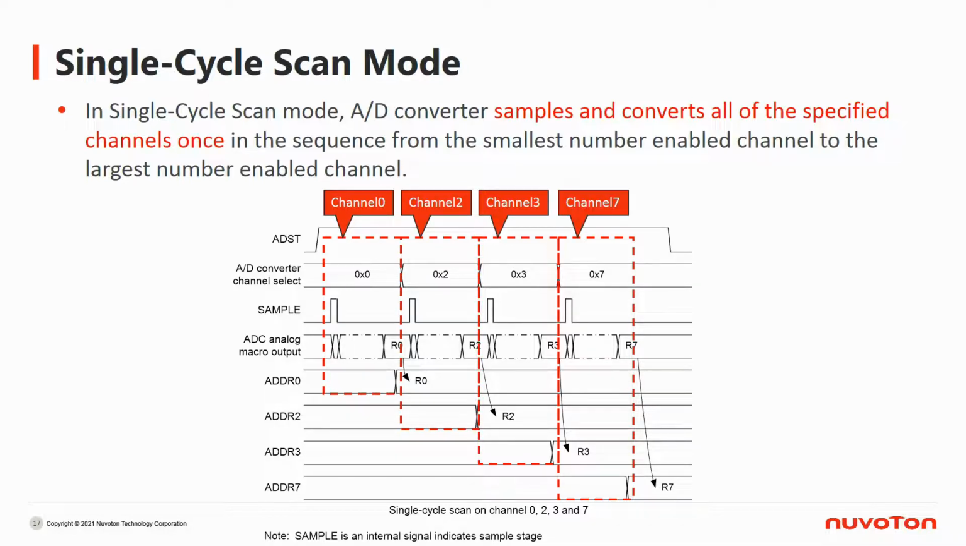When the conversions of all the enabled channels are completed, the ADF bit will be set to 1. If the ADC interrupt function is enabled, the ADC interrupt occurs. After ADC finishes one cycle conversion, the ADST bit is automatically cleared to 0, and the analog to digital converter enters idle state.